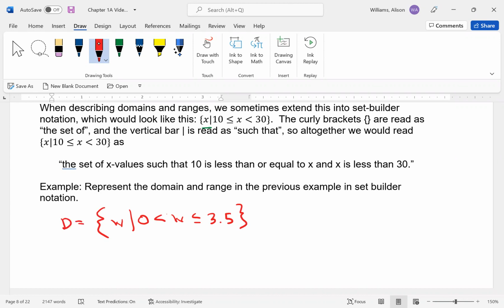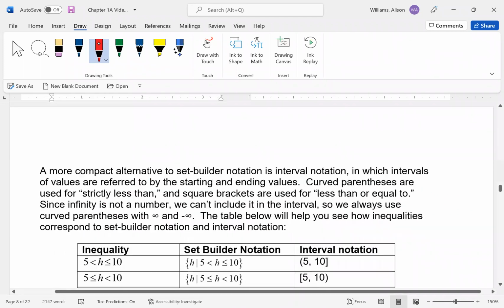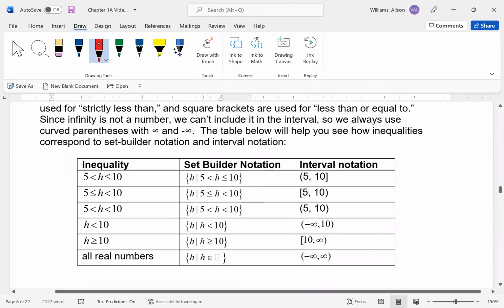And then we already had the range. I'll just rewrite it. The list of values, 0.5, 0.71, 0.92, and 1.13. So there's the way we'd write the set builder for the range if there's just specific values. Okay, so they give examples where we see it with the inequality and interval notation.